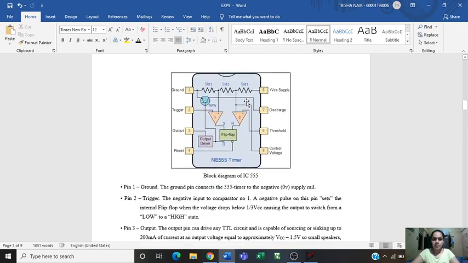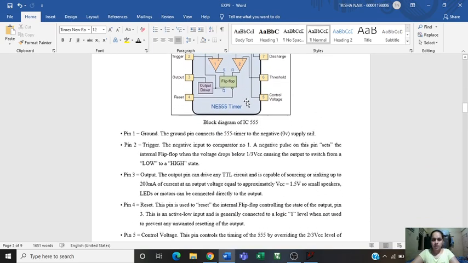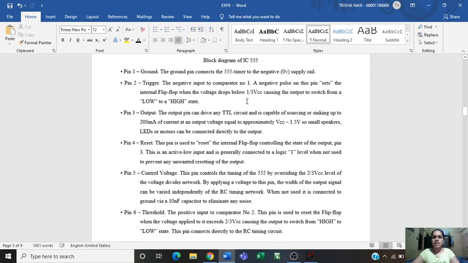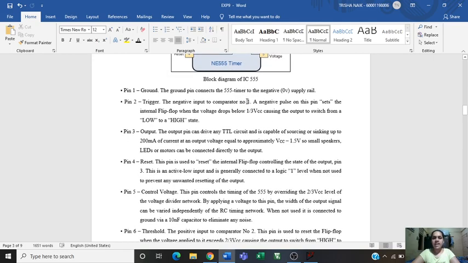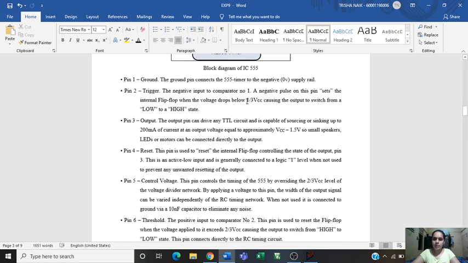It is an 8 pin IC, so let us see the pins one by one. The first pin is ground. The second pin is trigger. It is the negative input to the first comparator. When you give a negative pulse to this pin, the internal flip-flop is set, and when the voltage drops below 1/3 VCC, the output goes from low to high.